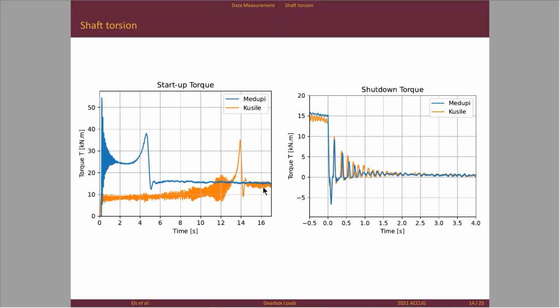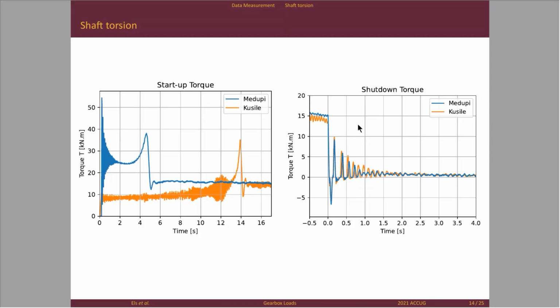After 14 seconds, when the system is running at constant speed, you will see at Medupi, there's a fairly low vibration torque-wise on the system, while the Kusile one has got a fairly large oscillation, and I can make myself a prophet. They are going to see a lot of breakages on U-bolts on the fans at Kusile in the future. And it's got a lot to do with those vibrations.